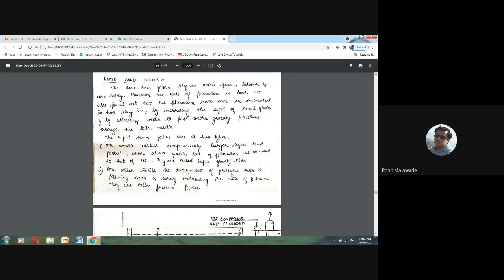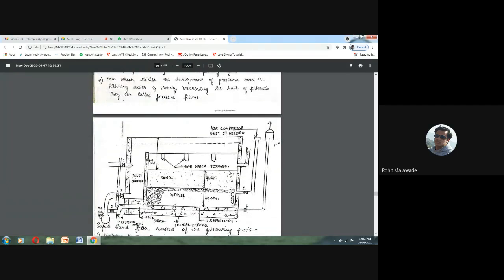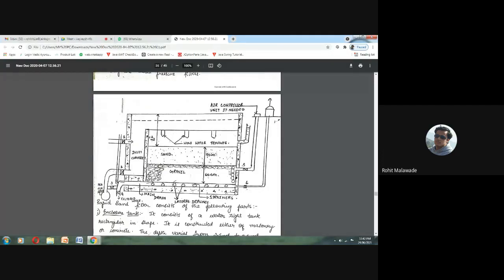Okay. The reason why you call it a rapid sand filter, do you have any idea why you call it a rapid sand filter? Anybody? Any guesses? Why do you call it a rapid sand filter?